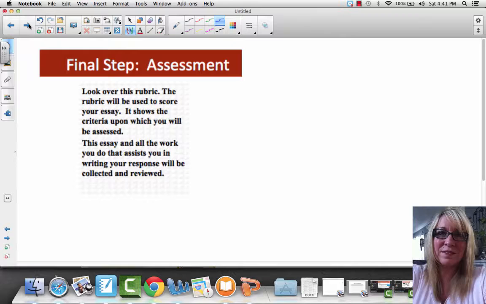Lastly, you need to look over the rubric. The rubric tells you how you will be scored. It also shows the criteria upon which you will be assessed.